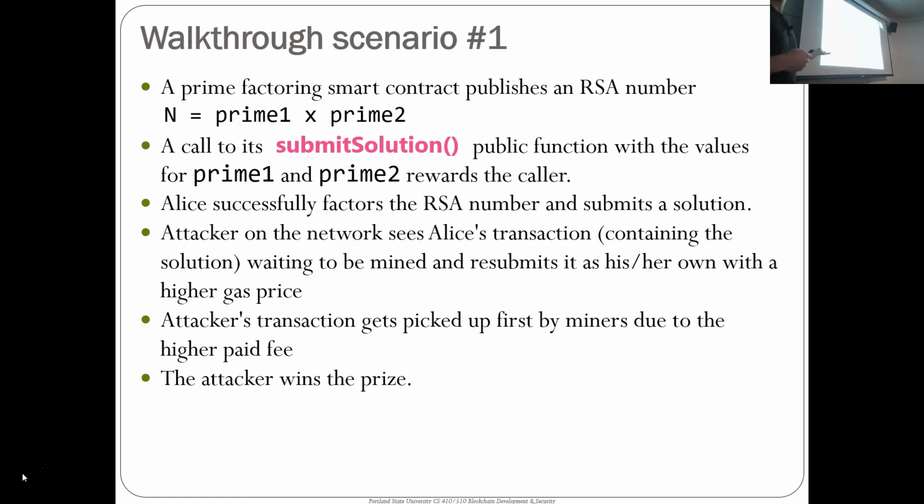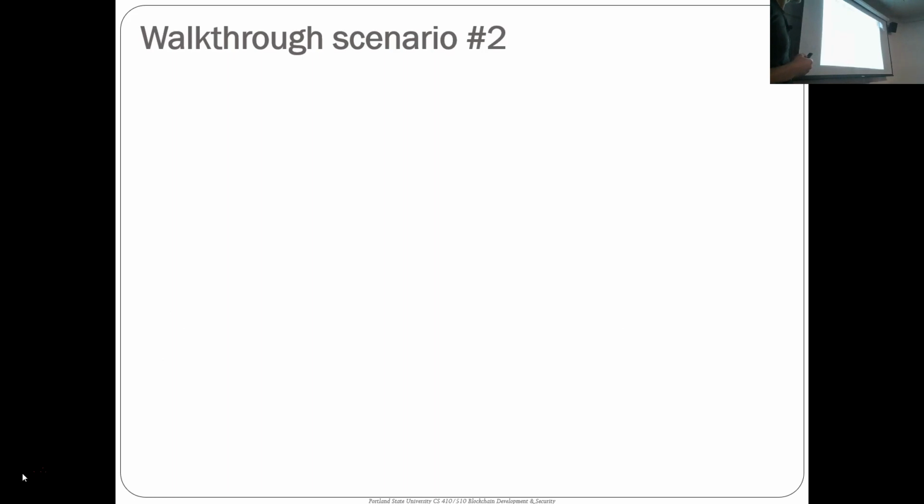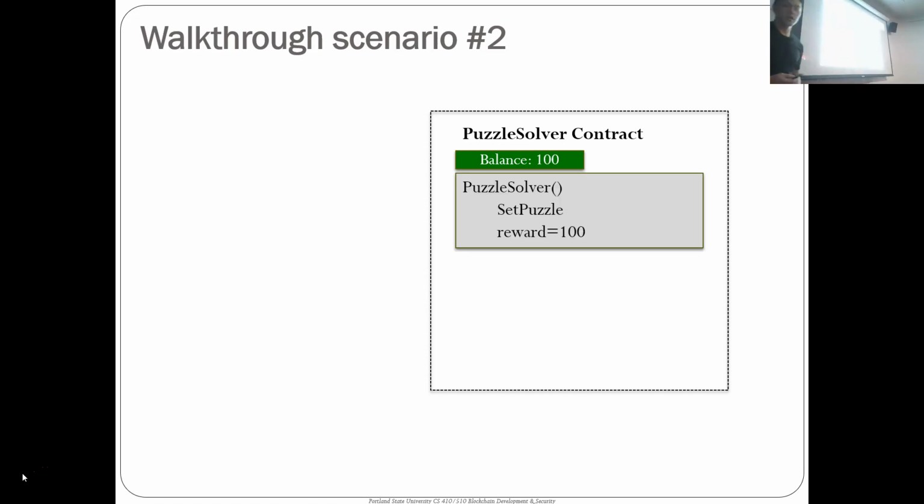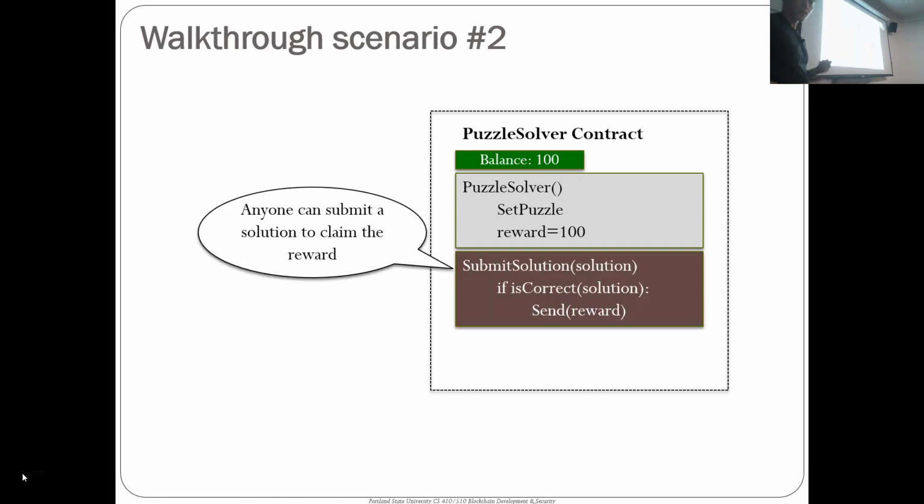Any questions about that? It's pretty straightforward. Here's another walkthrough scenario. So I have another puzzle solver contract with a balance of 100. I then create this puzzle. I set the puzzle and I create a reward of 100. Anyone who submits a correct solution will get the reward sent to them over here.